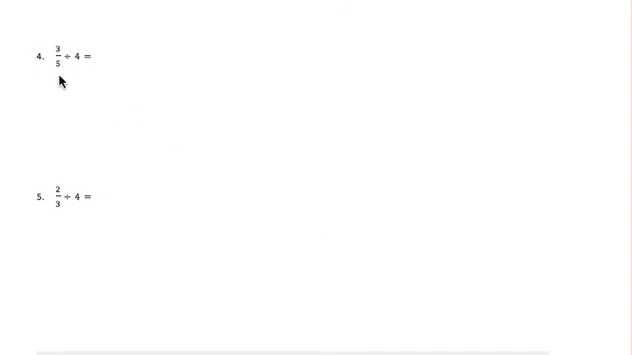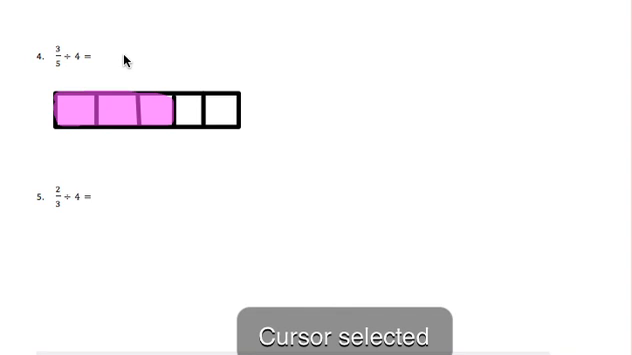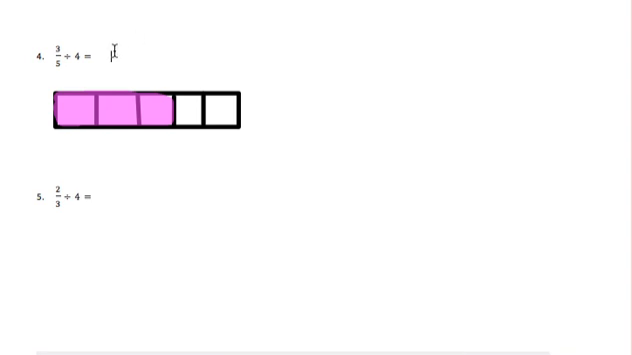So we're going to model 3/5 divided by 4. And I have our fraction bar representing 3/5. And we're then going to take each piece and divide it into 4 pieces. But before we do that, let's show it mathematically and see if we're correct once we divide our fraction bar. So mathematically, we would have 3/5 times 1/4.